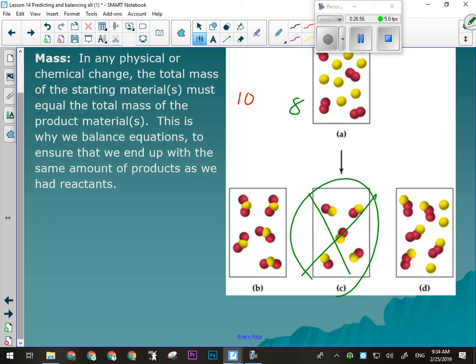If I look at D, I've got 1, 2, 3, 4, 5, 6, 7, 8 yellows. So the yellows are conserved, and the reds 2, 4, 6, 8, 10. I would say it's probably D. That would show the products of that reaction where all mass has been conserved. Obviously in B there aren't enough yellows there. There's only 5 yellows there instead of 8. Everyone all right with that?